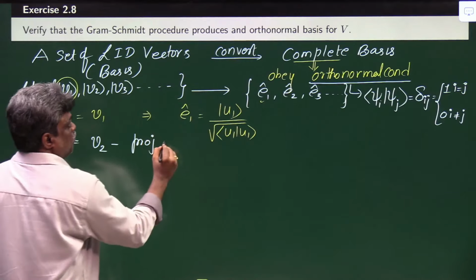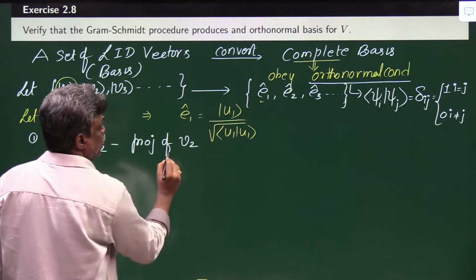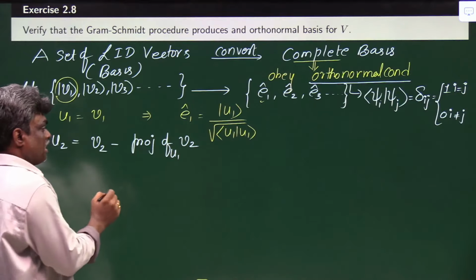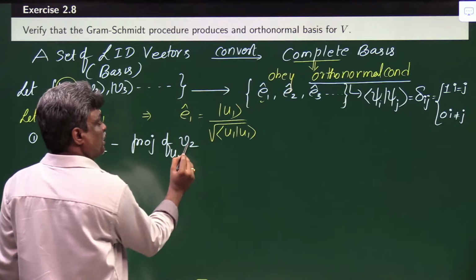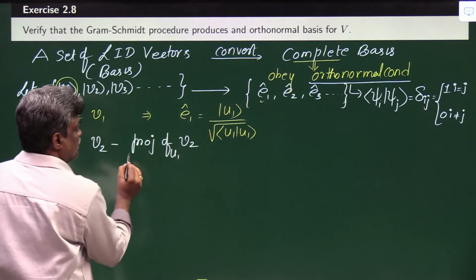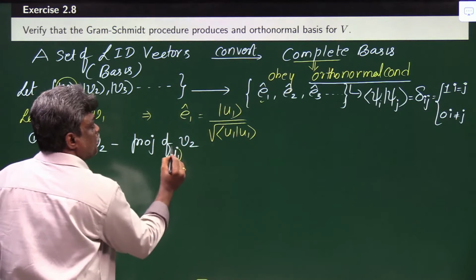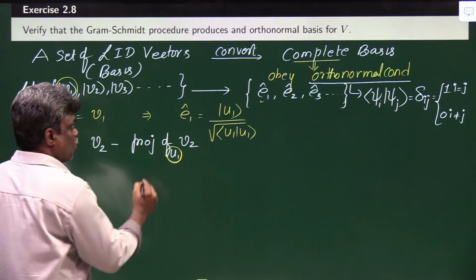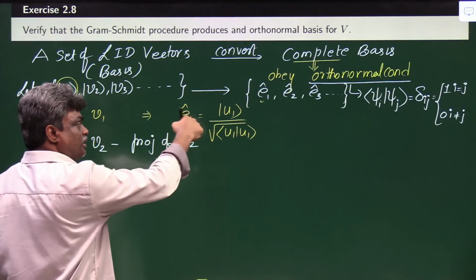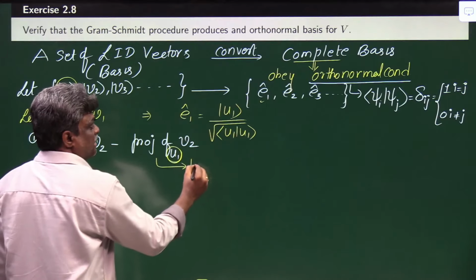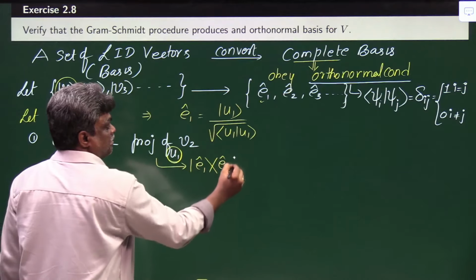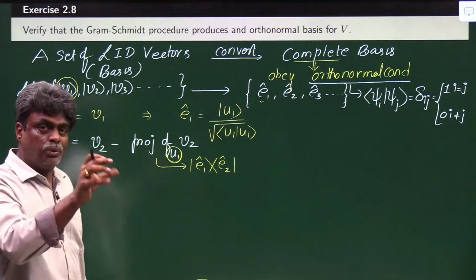u2 is defined as v2, the given second vector, minus the projection of v2 over u1. What is the meaning of this? We have to find the projection of v2 over u1. For this, we have to take the projection operator corresponding to u1. What is the projection operator corresponding to u1? Already you got this unit vector. So just take the projection operator, e1 cap, e1 cap outer product. This is the projection operator corresponding to u1.